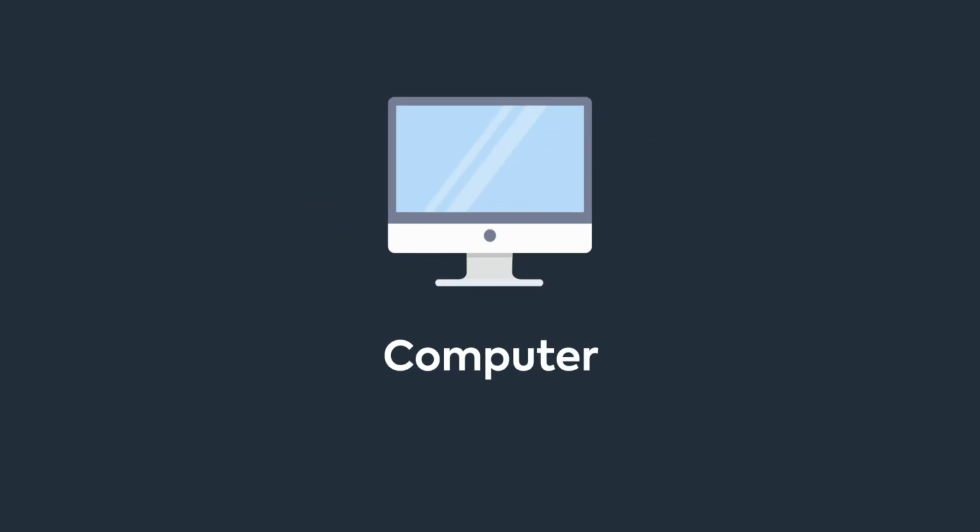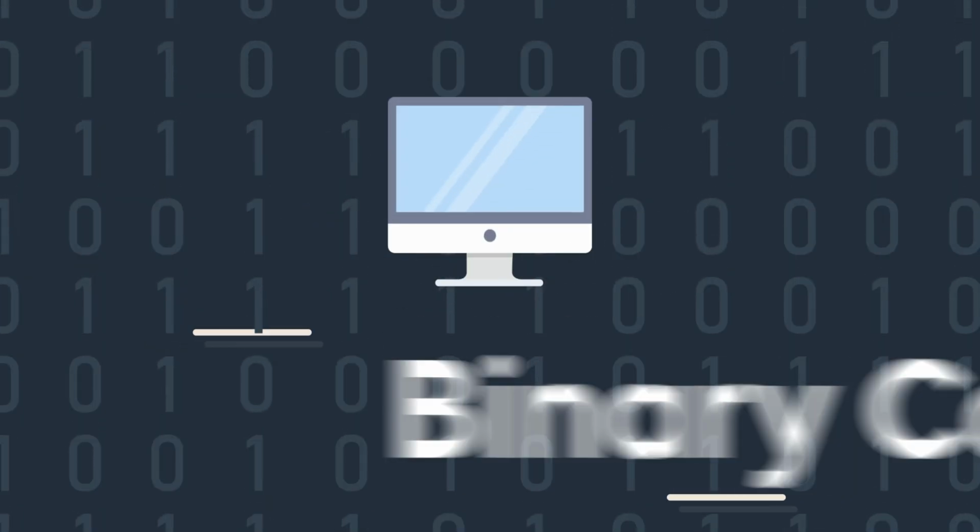This is a computer. A computer works by performing calculations using a binary code. And binary code, well, it is just a series of zeros and ones. Each 0 and 1 is called a bit, and a bit in the computer is just a switch that can be either on or off, where on represents 1 and off represents 0.